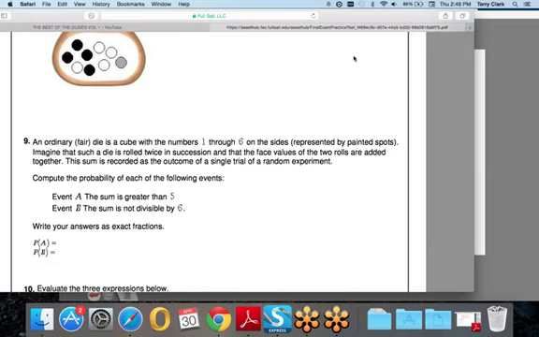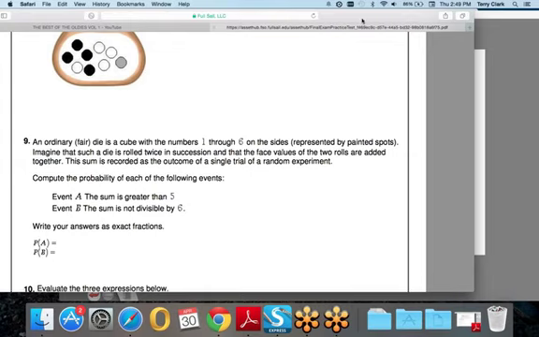All right. So here we got another problem. It says an ordinary fair die is a cube with the numbers 1 through 6 on the sides represented by painted spots. Imagine that such a die is rolled twice in succession, and that the face values of the two rolls are added together. This sum is recorded as the outcome of a single trial of a random experiment. Compute the probability of each of the following events.